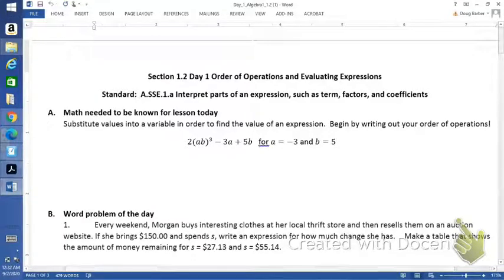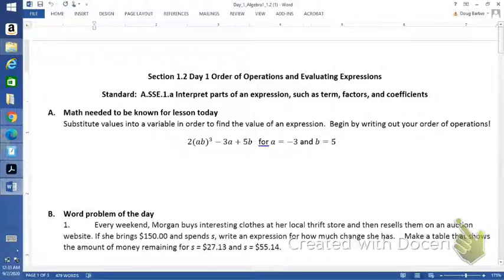Section 1.2 is going to take 2 days. The first day we're going to be talking about order of operations and evaluating expressions. If we look at part A here, the math needed to be known for the lesson today, we're going to substitute values into a variable in order to find the value of an expression. But we're going to begin first by writing out your order of operations so you remember them.